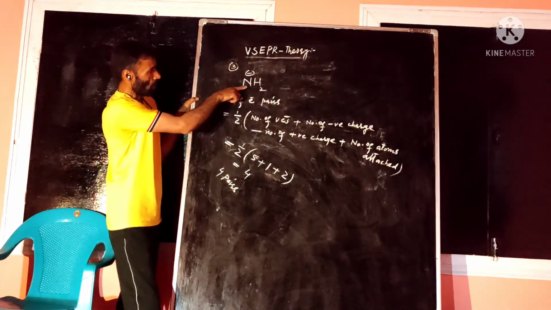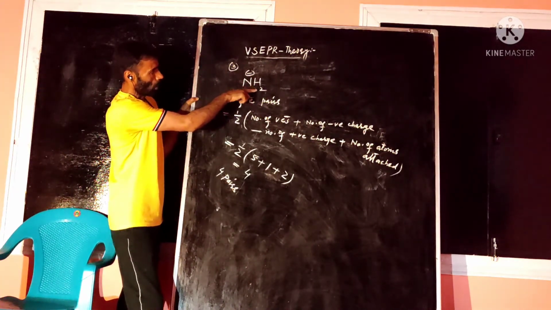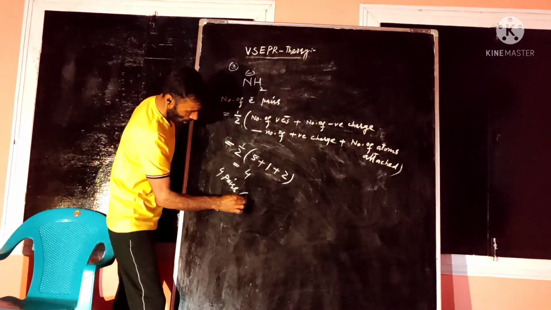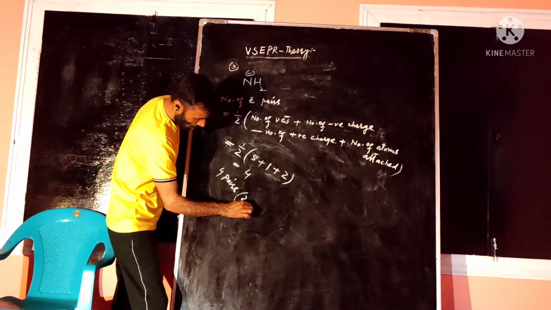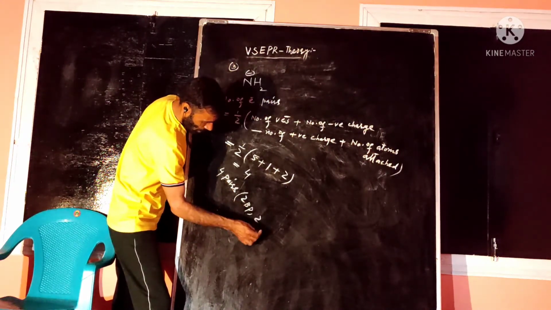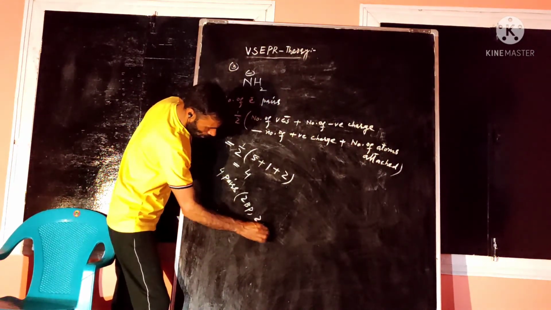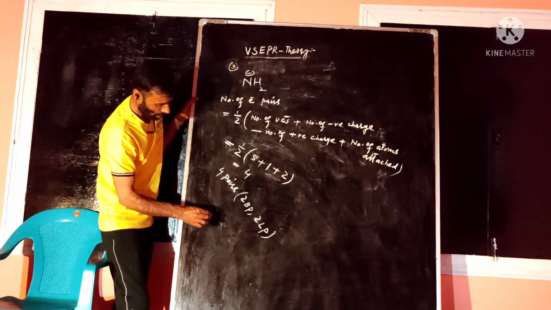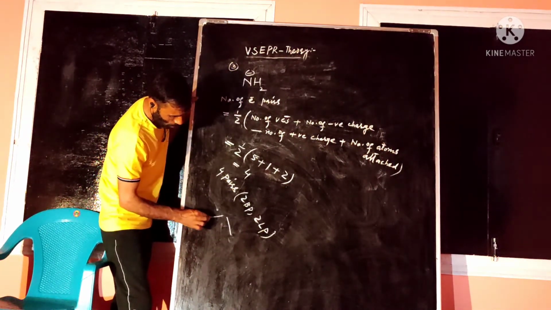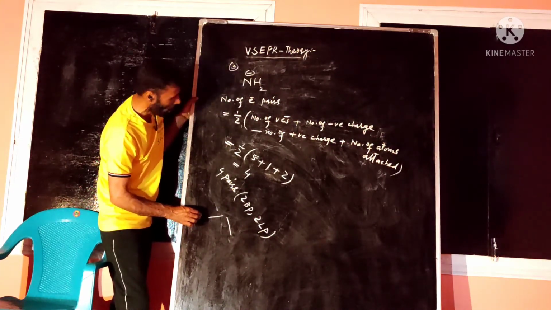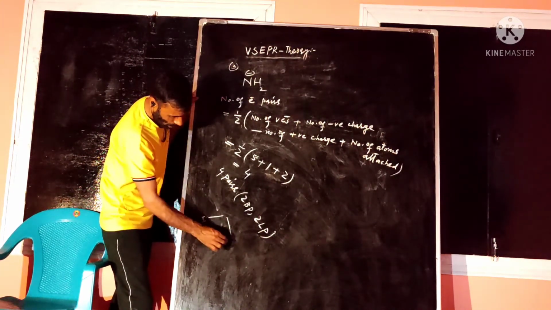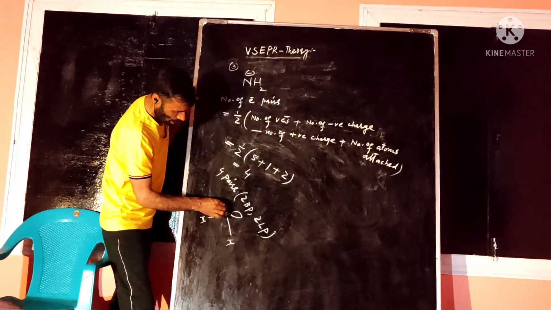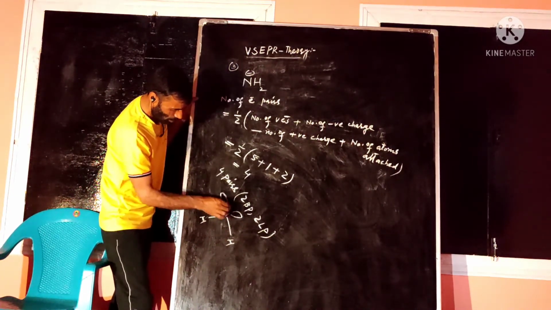Within this example, there are only 2 bonds. So among 4 pairs, 2 are bond pairs. The remaining 2 are lone pairs. We know 4 pairs are in the form of a tetrahedron, but among them only 2 pairs are bonded. This nitrogen atom is bonded with 2 hydrogen atoms. After that, there are 2 lone pairs, this one and this one, just like the water molecule.